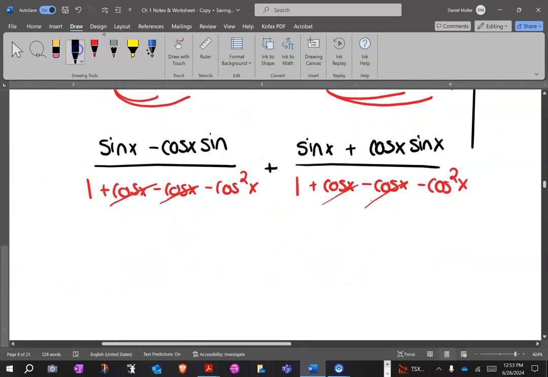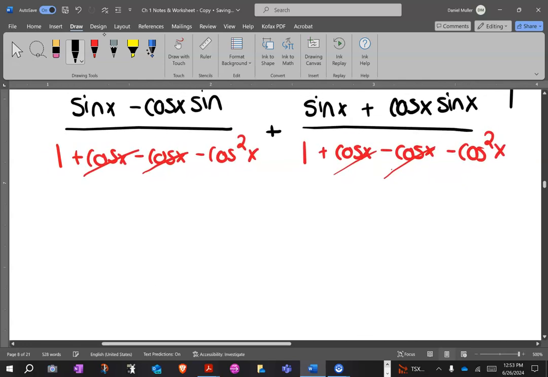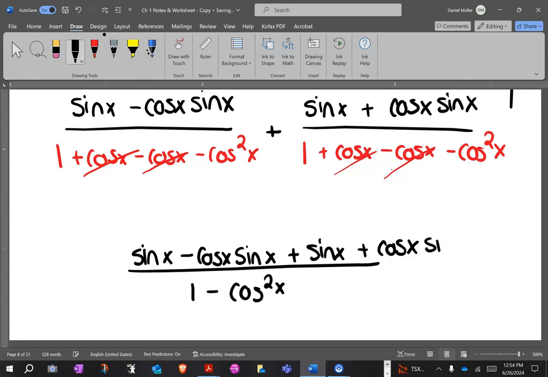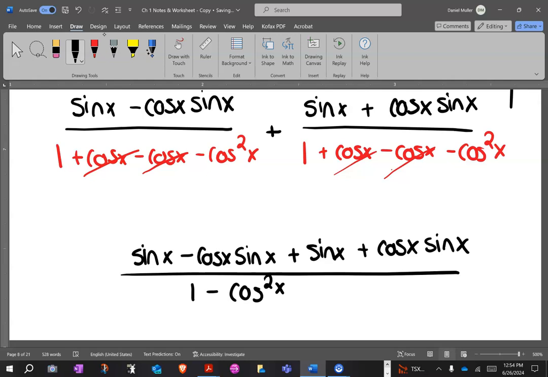So if I was to put all of this together, they both have a denominator now of 1 minus cos squared, which I'm hoping you'll see the cos squared in the 1 and be like, oh, that's going to be sine squared by an obvious substitution. And on top, I've got, let's just see, a sine x, a negative cos x sine x, so I'll add the x there, sine x, plus another sine x, plus a cos x sine x. That is a very long numerator.